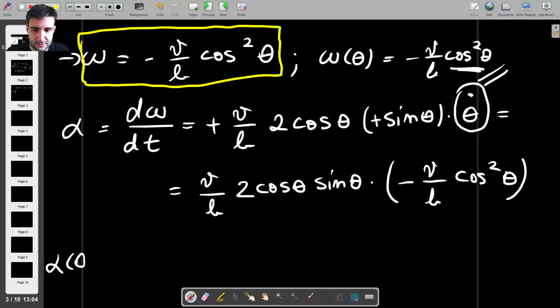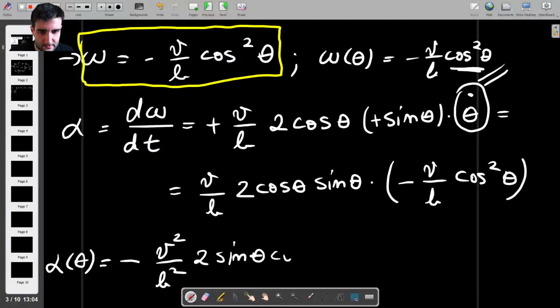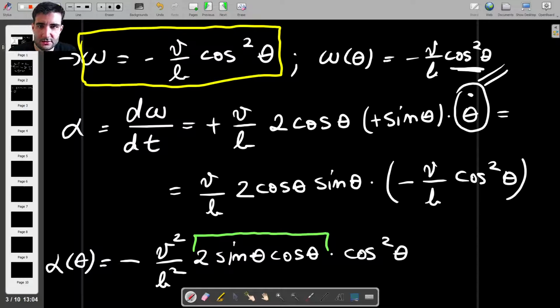So alpha as a function of theta, if we put everything together, let's see what we have here. I'll put the minus in front, then we have v, and then we have v, and then that gives us v squared and b squared. And then we have 2, and I'll write it like this, 2 sine theta cosine theta times cosine squared of theta. Now the reason I didn't write it as cosine cubed is because we can compress this slightly, and this 2 sine theta cos theta is actually the same as sine 2 theta, right?